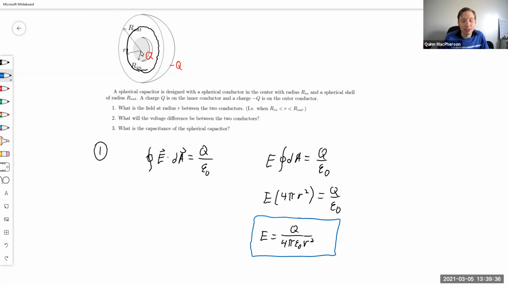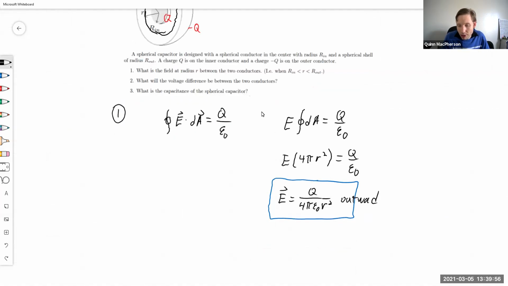Also, the outside shell doesn't matter. It doesn't affect the inside. Okay, so that is the electric field, and it points outward if we want to make it a vector. Okay, let's do the next part of the problem.